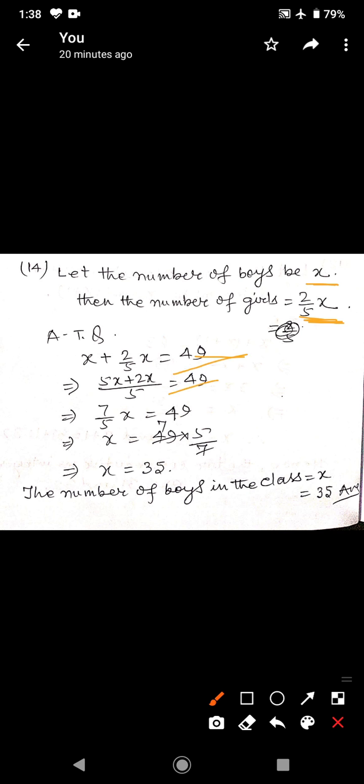Now it can be written as (5x plus 2x) by 5 equal to 49, or 7x by 5 equal to 49, or x equal to 49 multiply 5 by 7. 7 1 ja 7, 7 7 ja 49, 7 5 ja 35, therefore x equal to 35. The number of boys in the class equal to x equal to 35.